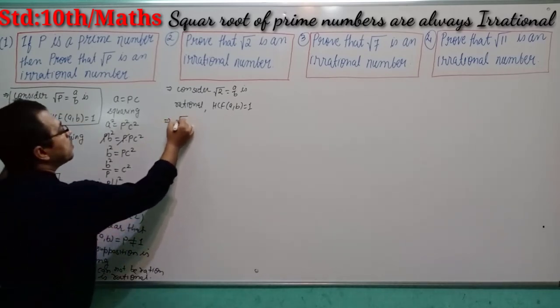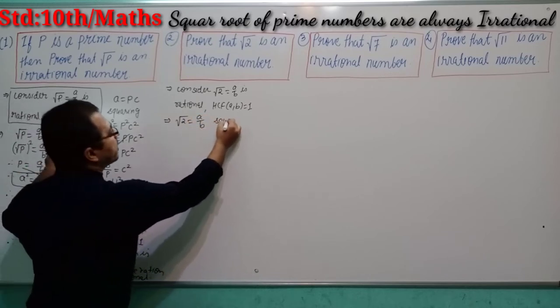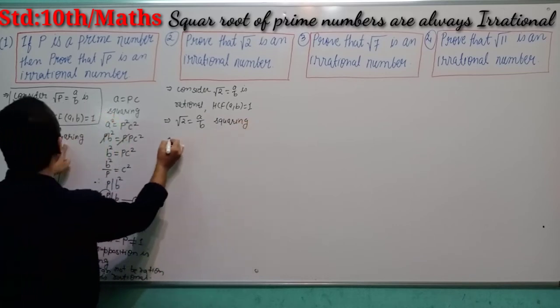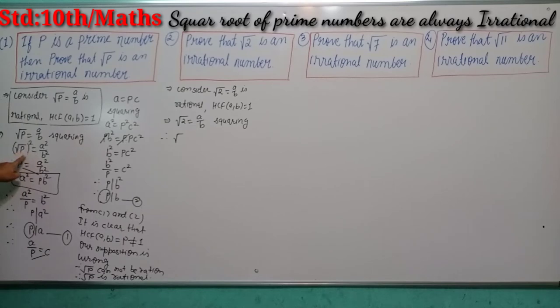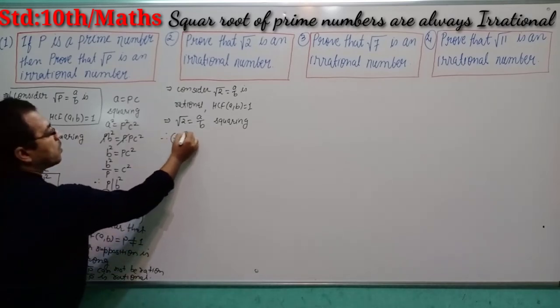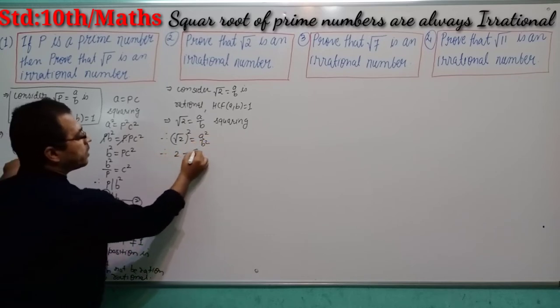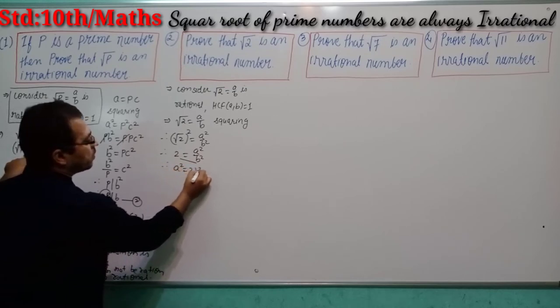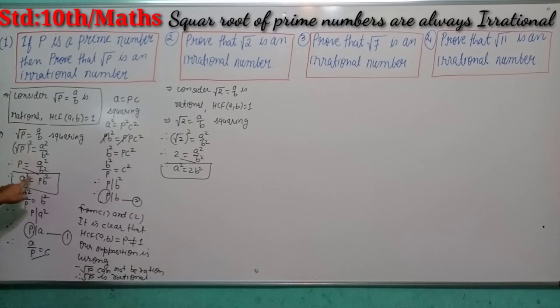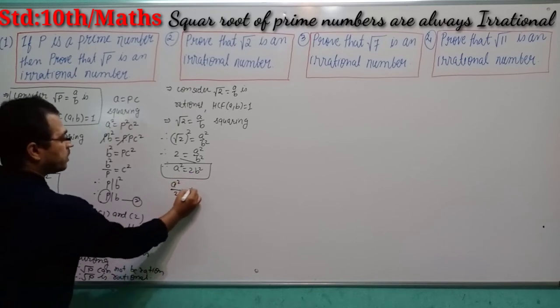Now, consider root 2 is equal to A by B. Now, squaring over here, what are you getting, student? Root 2 whole square, A square by B square. Since 2 is equal to A square by B square, it means A square is equal to 2B square. Okay, you can compare all these things from here. Now, you can write A square divided by 2 is equal to B square.